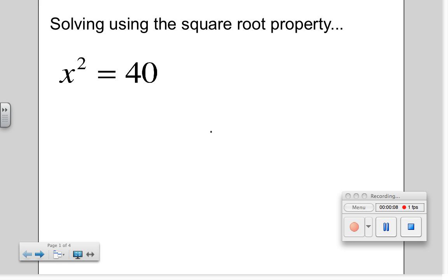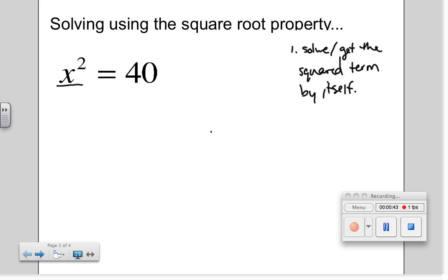The first part of Chapter 9.1 that we had issues with in the review day was solving using the square root property. The steps are: step 1, get the squared term by itself. In this situation, x squared is already by itself, so it doesn't have anything added to it. So we already have step 1 completed.